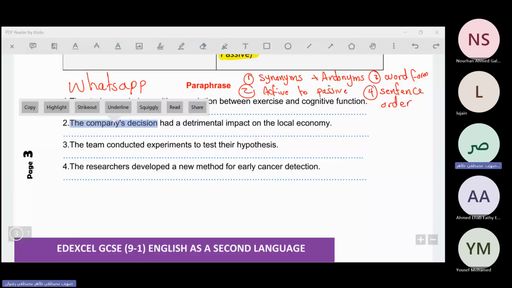Yusuf, in sentence number two, you changed the meaning. Be aware of the possibility of changing the meaning. You said here the local economy had a huge impact on the nation's choice. You reversed the whole meaning. The sentence said the company's decision has the impact on the economy, not the economy that has an impact on something else. You got what I mean? Sorry. Yeah, yeah, I got it. You changed the whole meaning.